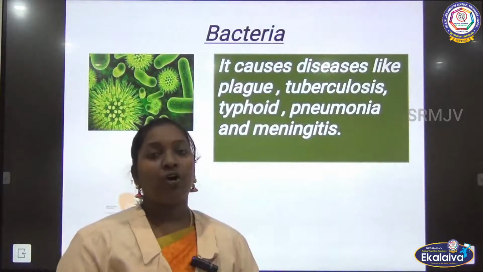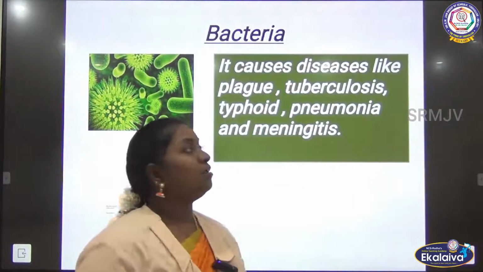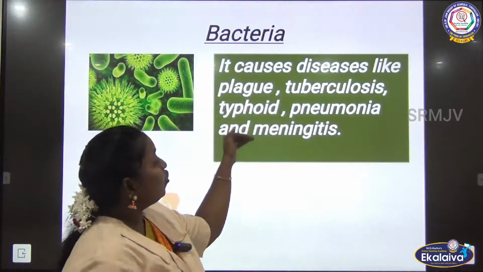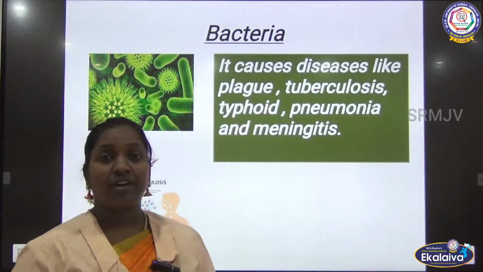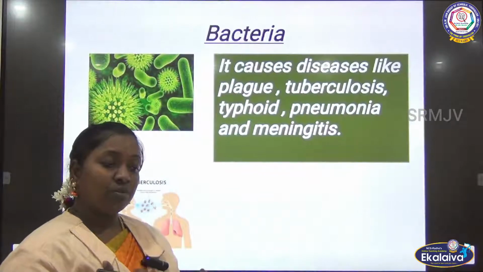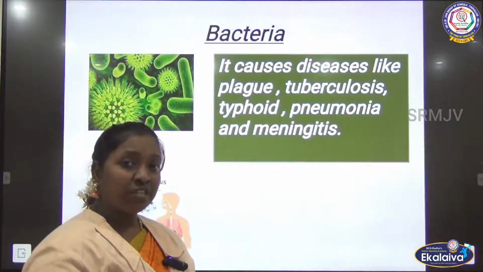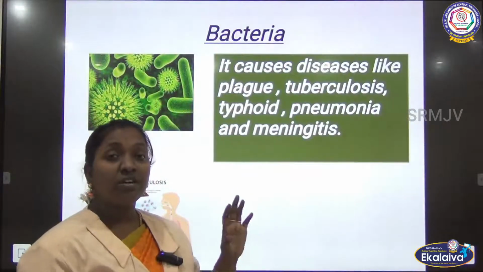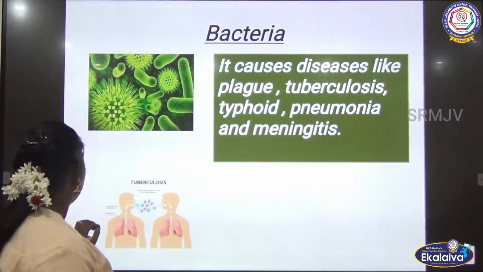One of the germs we are now going to see is bacteria. The first germ is bacteria. It causes diseases like plague, tuberculosis, typhoid, pneumonia and meningitis. Plague is caused through animals like the dog, cat or bat. Through those animals, bacteria spread the disease to others. Typhoid is a high fever. These diseases are caused by the germs called bacteria.